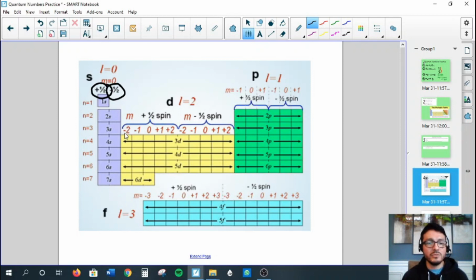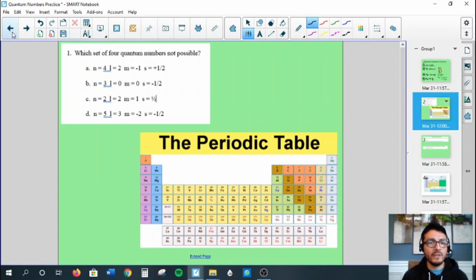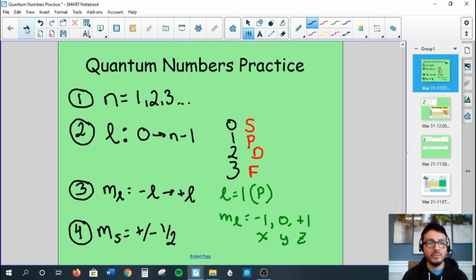D has the same. So the first 5 are positive half, the last 5 are negative half, and these are their orientations right there. Our f block here, same thing, except we range from -3 to +3. The first half are positive half spins, and the last 7 are your negative half. Okay, so that's our quick review of the 4 quantum numbers.